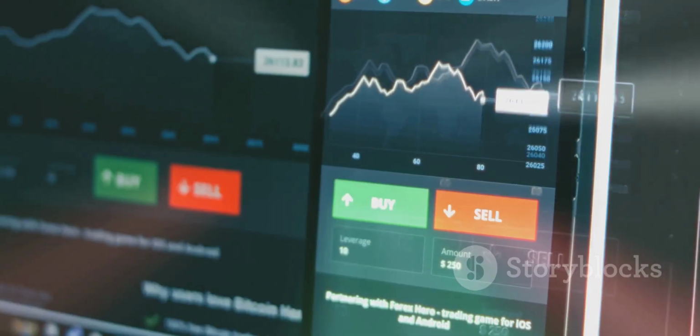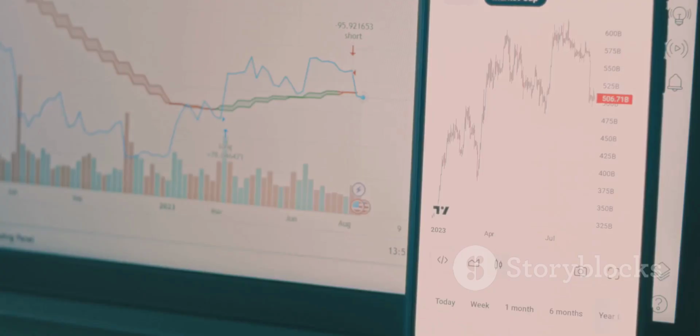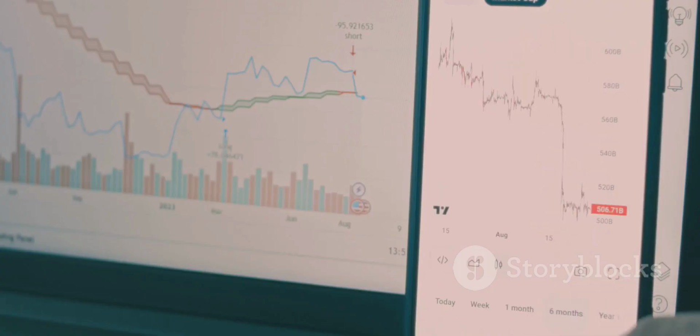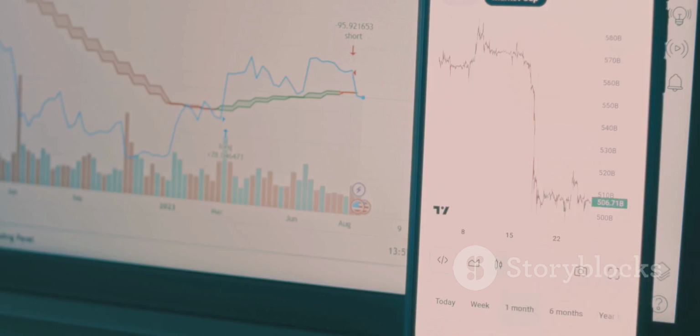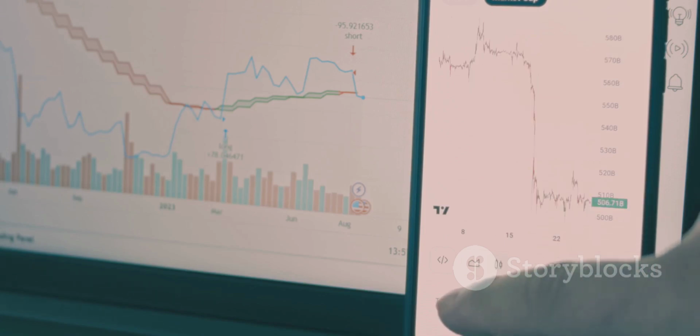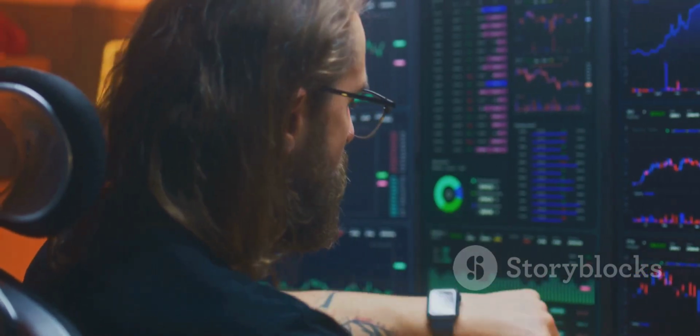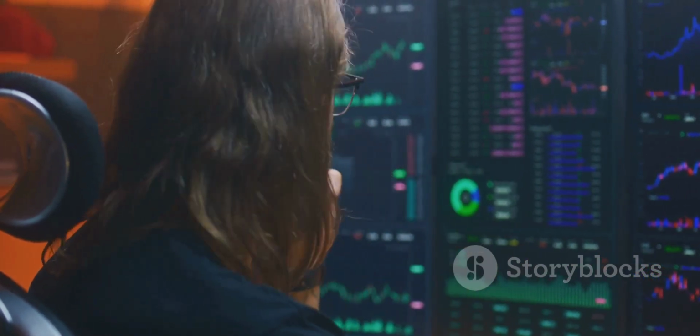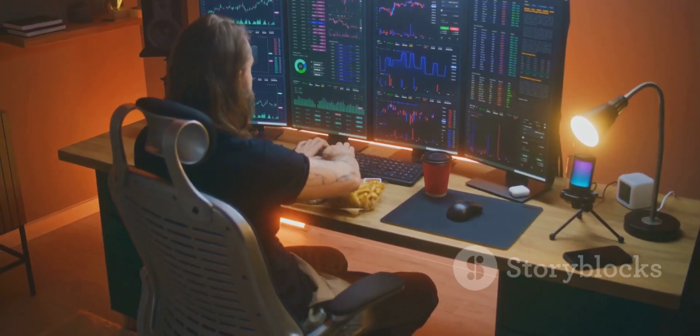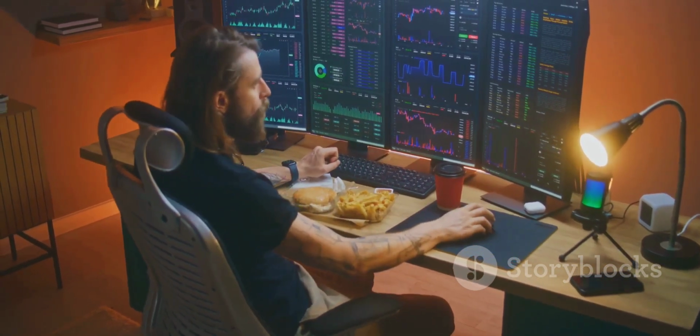Traders always look for confirmation. For example, after seeing a bullish pattern, they might wait for the next candle to also close higher before entering a trade. This extra step helps to confirm that the buying momentum is real and reduces the chance of a false signal. It is this careful analysis that separates successful traders from the rest.